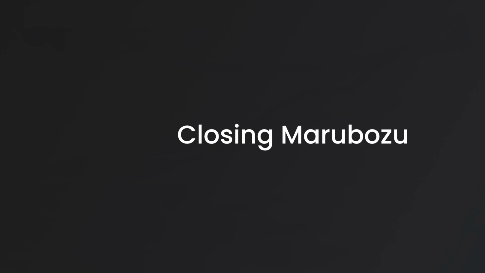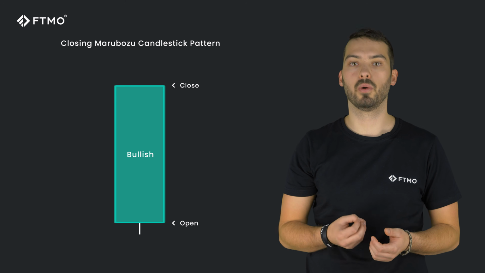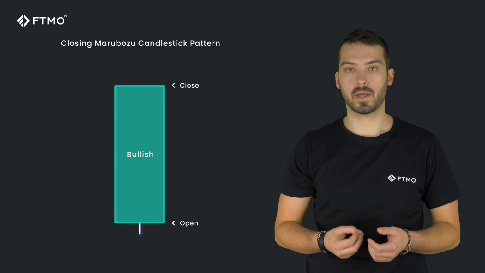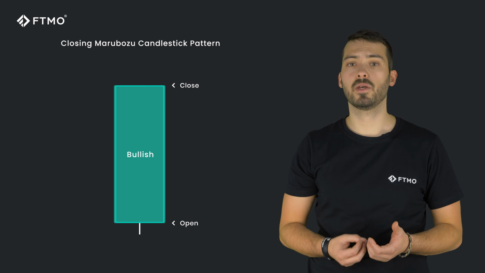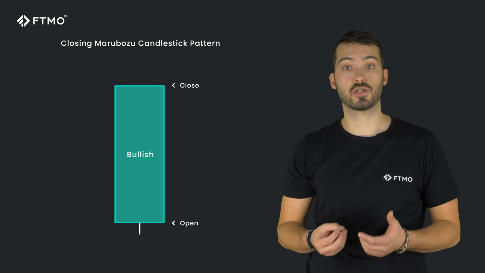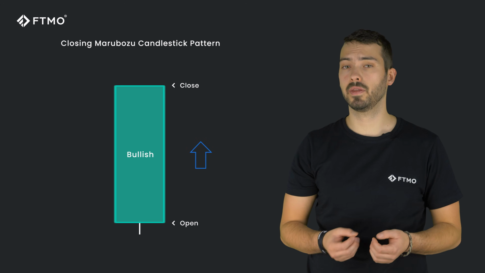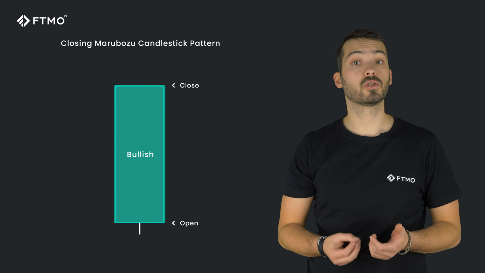Closing Marubozu candlestick pattern. In the bullish case, there is only one small difference from a bullish Marubozu, and that is a lower wick. This candlestick suggests that we had some sellers trying to step in after the candle opened, but buyers were much stronger and closed higher. If a bullish closing Marubozu appears in an uptrend, it gives a signal of continuation.